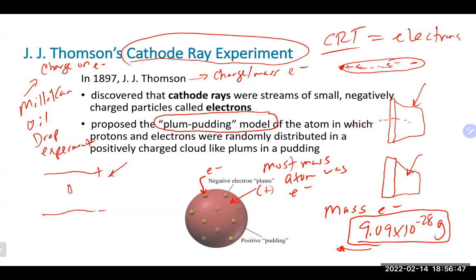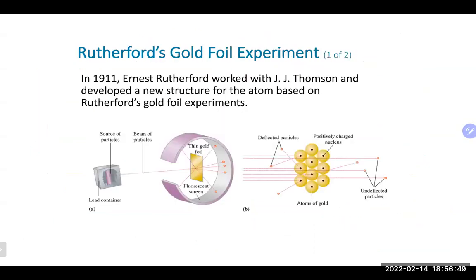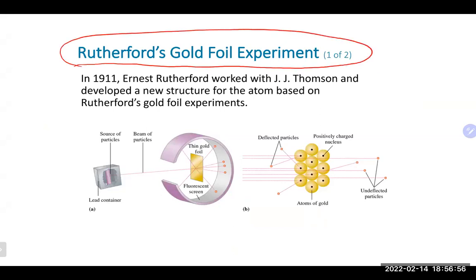And this really was the accepted model of the atom until the next big experiment came along that helped us truly understand the atom. And this was the gold foil experiment. So Rutherford did what is referred to as a gold foil experiment.